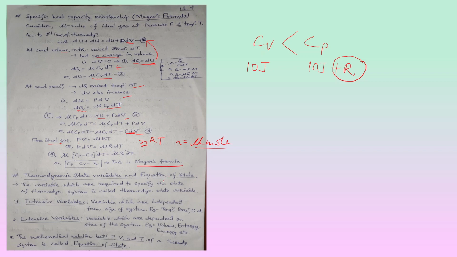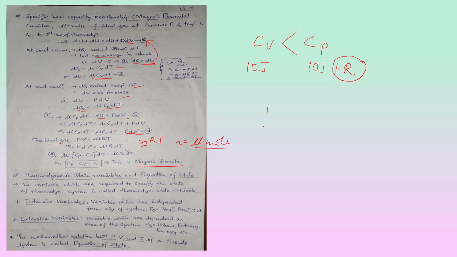Mayor's formula. Okay, so after that, thermodynamic state variable and equation of state. The thermodynamic state variable is simply that variable which is required to specify the state of a thermodynamic system. It may be an intensive or extensive variable. An intensive variable means that variable which is independent of the size of the system.